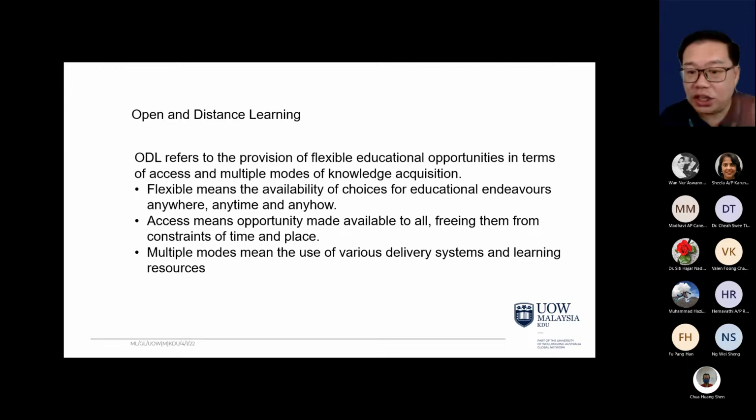ODL does not mean totally virtual. Open University offers ODL programs, but students may need to come in once a week, still need tutorial, or maybe once a month, or maybe once a semester, for example. Flexible means the ability of choice for education endeavors anywhere, anytime, and anyhow. That is the whole idea. So ODL is widely pushed in our country also because they want to give opportunity for everybody to learn. Access means opportunity made available to all, freeing them from constraints of time and place.